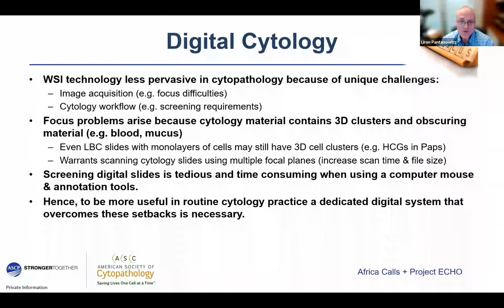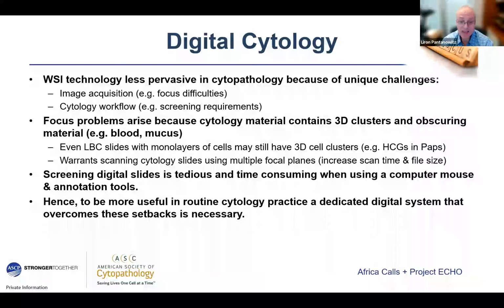We usually screen, and we usually have more than one person screen a case, a cytologist and then a pathologist. The focus problems arise, as you probably know from following the literature, because our cytology material has thick three-dimensional clusters between the slide and the cover slip, and we can have obscuring material like blood covering those cells. Even liquid-based slides that have a nice monolayer can still have 3D cell clusters, those typical hyperchromatic crowded groups in Paps. If you only scan them in one layer, you can't focus on everything that's going on.